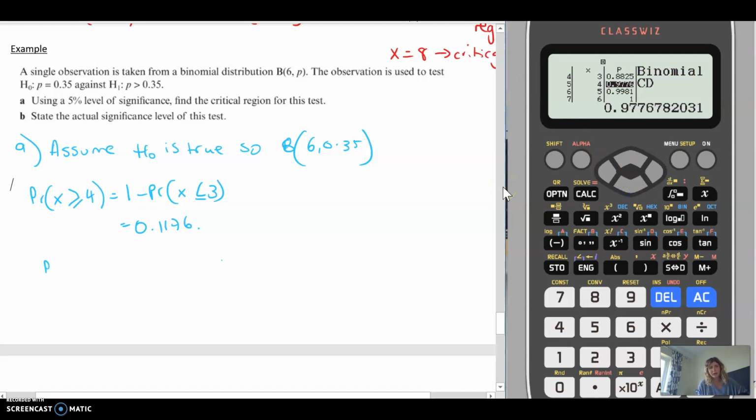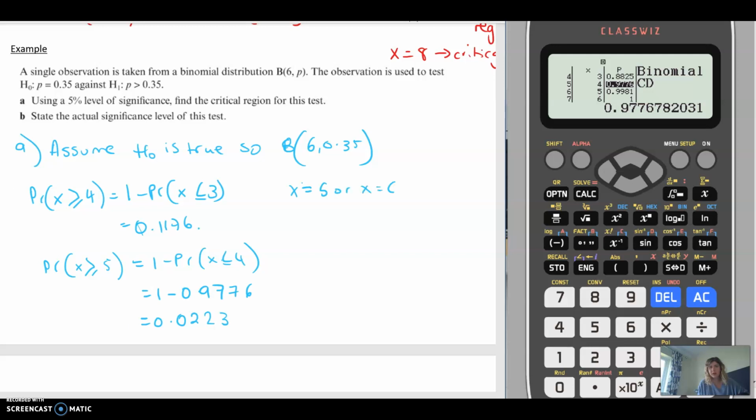If we look at the probability that x is greater than or equal to 5, that's 1 minus the probability that x is less than or equal to 4. So now we are doing 1 minus 0.9776. Okay, that's 0.0223. So this one, if we got 5 or greater, in that case we would reject our null hypothesis. So x is 5 or x is 6 is our critical region.